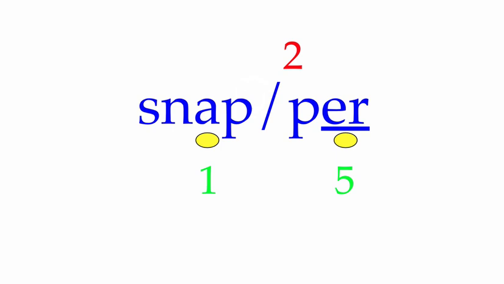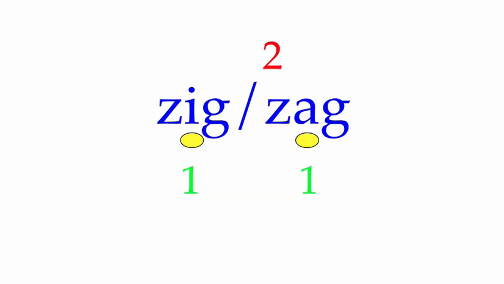Zigzag. The car began to zigzag. First syllable zig, 3 sounds. Z, I, G. Zag, 3 sounds. Z, A, G. Zigzag. Mark the word. Zigzag. And this completes the dictation of words in lesson 375.